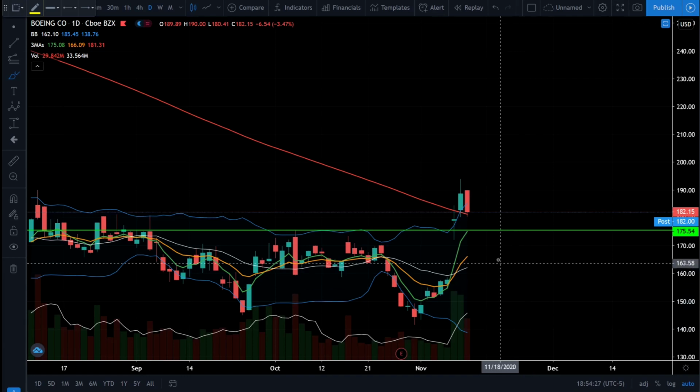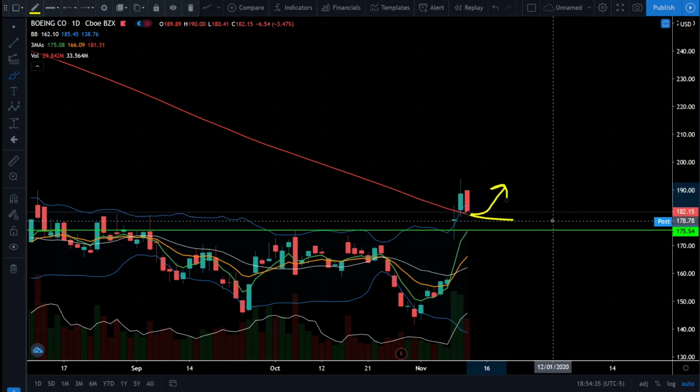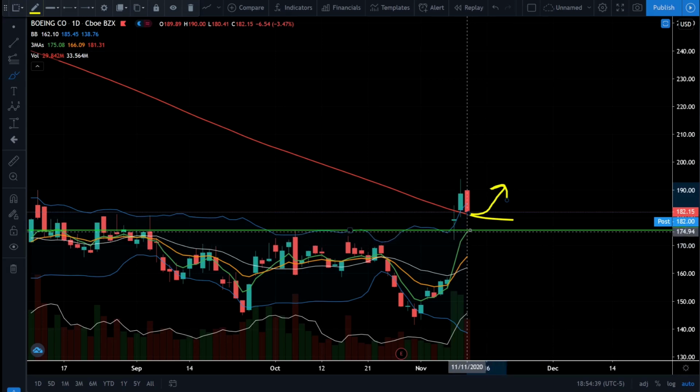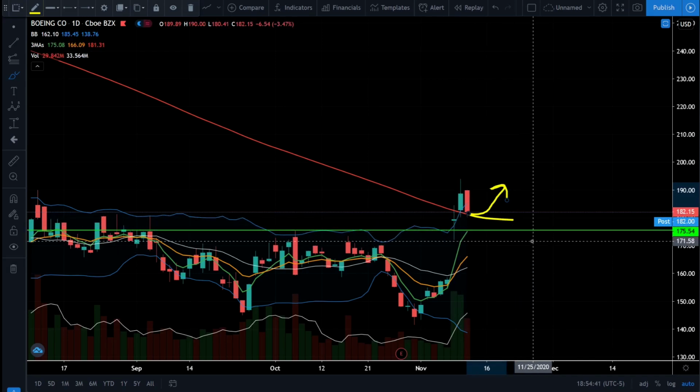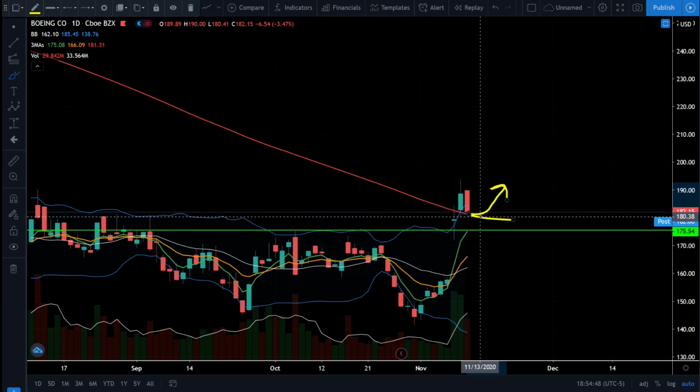Next up is Boeing, and we did see that Boeing tested the 200 simple moving average as support. So if we start bouncing off of the 200 simple moving average and heading higher, it's likely that Boeing is going into the real deal bull market and we finally see that bullish breakout. So this could be great news for the Boeing bulls, but we still want to see a confirmation bounce and a continuation of the support level.